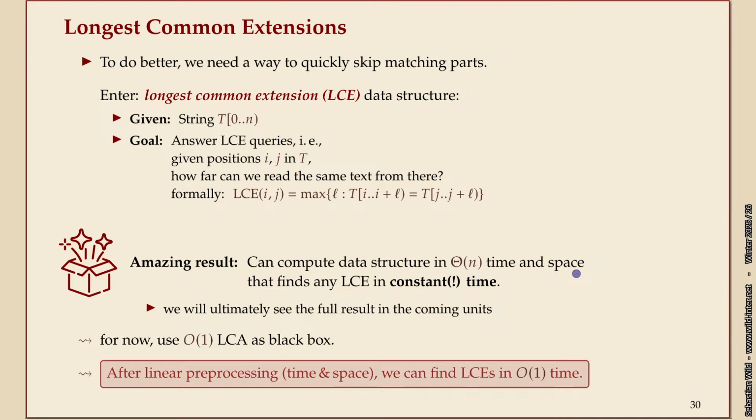But the space still needs to store the string, so you could say it's linear in the same way. And this data structure eventually does the best of both worlds without any compromise. So we'll ultimately see how this works. But for now, let's just treat it as a black box result and see what we can use from this. So after linear time pre-processing, in terms of time and space, we can find longest common extensions in constant time each.